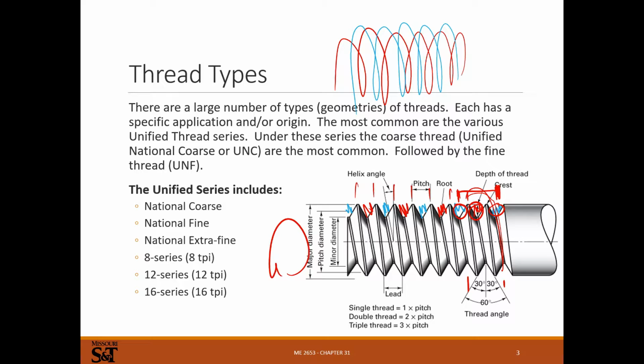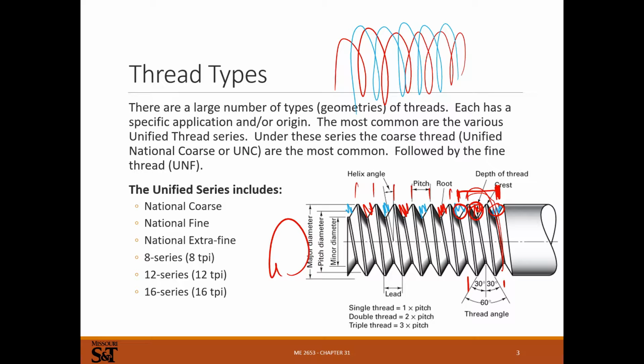So for a single thread, it's all the same, and it's easy. For a double thread, there's really two helixes that are offset by half the pitch. In a triple start screw or a triple lead screw, they're called starts. So a single start would be one helix. A double start would be two helixes that are offset by half the pitch.